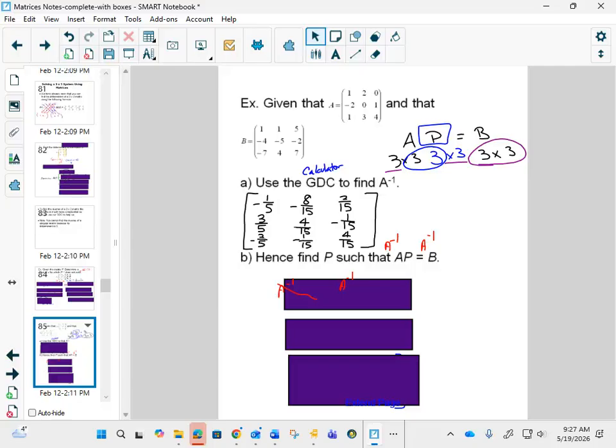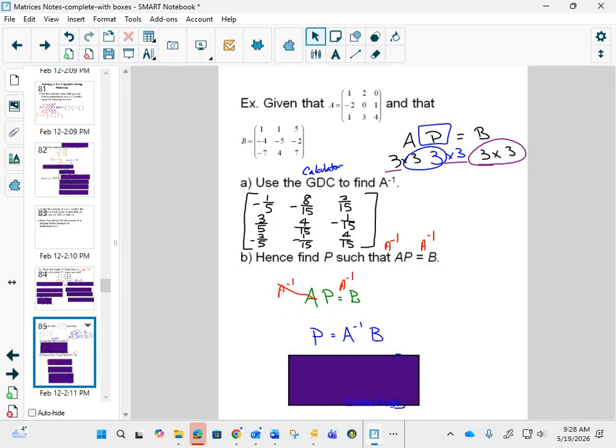It's possible to get that answer, but it could be completely and utterly wrong. So I multiply by A inverse in the front on both sides. That would cancel out that A. And then in my calculator, I now have the following: P is equal to A inverse times B. So I pull out my calculator and I write this in.